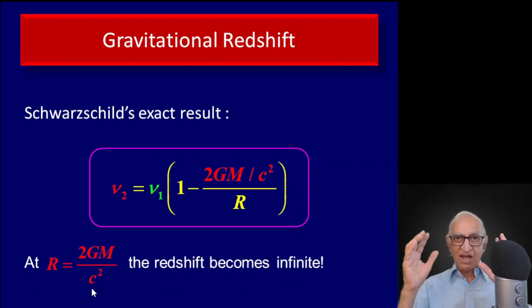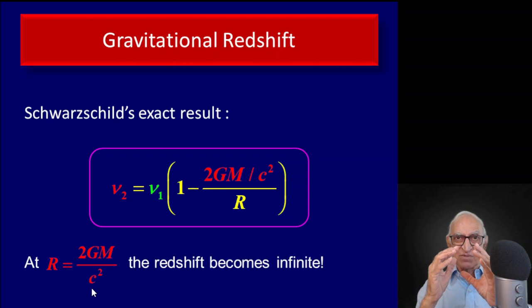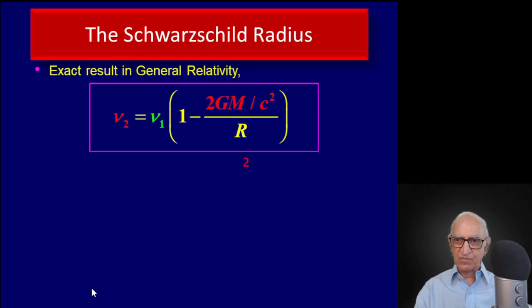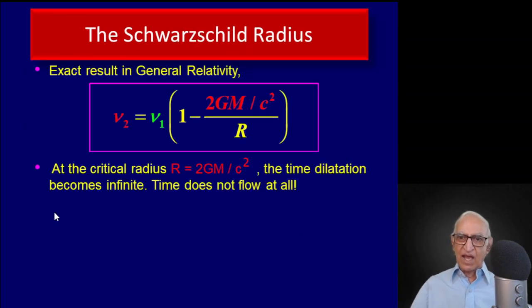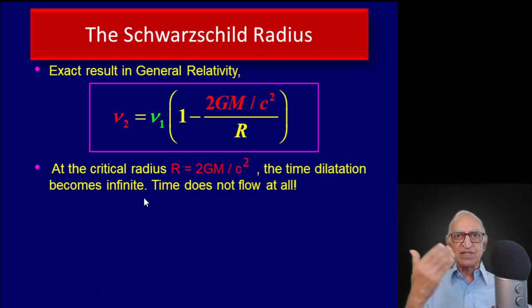So as the star approaches the critical radius, 2GM by c squared, as far as the observer at infinity is concerned, the collapse slows down, slows down, slows down, and it freezes, and it never crosses this critical radius. At the critical radius, time dilatation becomes infinite. So redshift becomes infinite, or reciprocal of that, time dilatation becomes infinite. Time does not flow at all. Therefore, a clock on the surface of a star of radius 2GM by c squared will stop ticking as far as the observer at infinity is concerned.